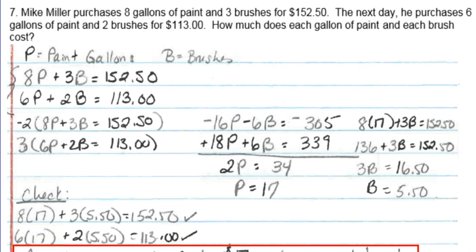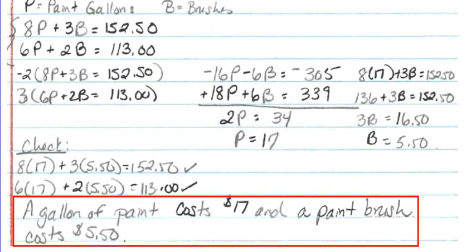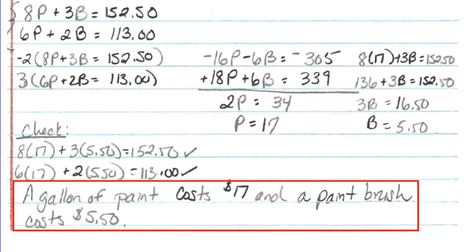Since everything is checking out, the last thing to do is to write our sentence. So we know a gallon of paint costs $17 and a paintbrush costs $5.50.